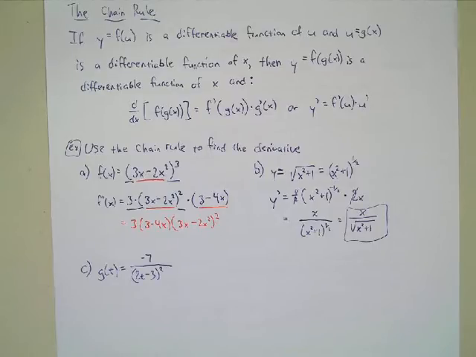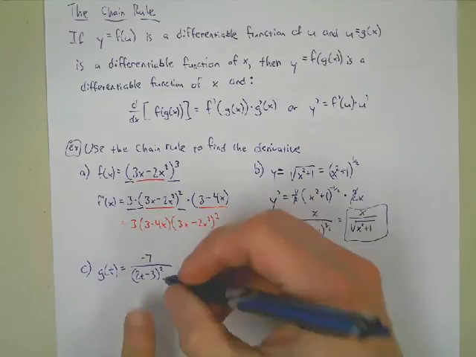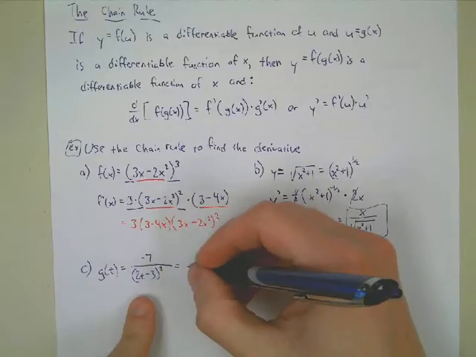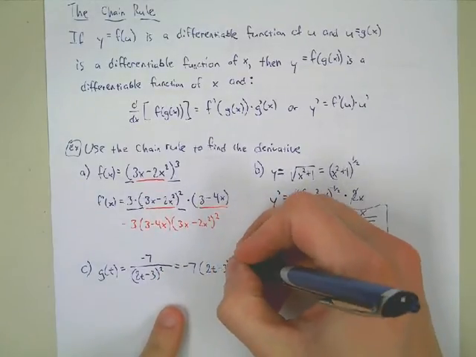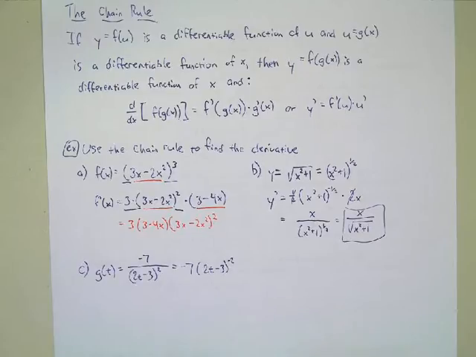We could use the quotient rule for sure. What other options do we have? We could rewrite this using a negative exponent. We could say negative 7 times 2t minus 3 to the negative 2. Now, with the way this is written, we don't have to use a quotient rule, and we don't even really need to use a product rule here.